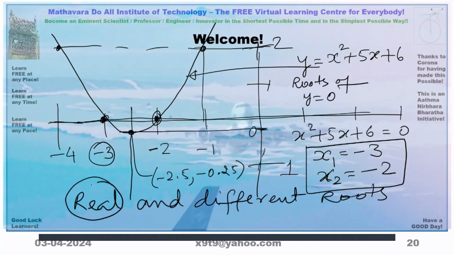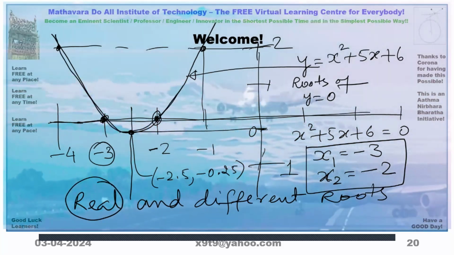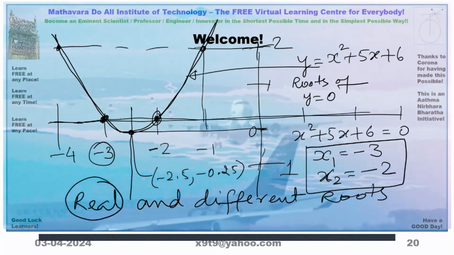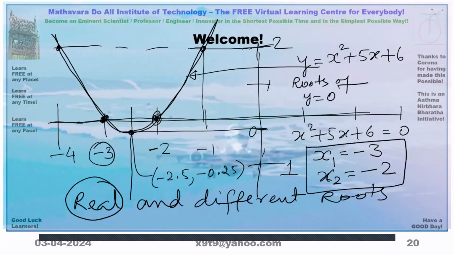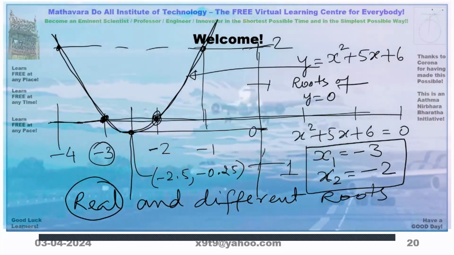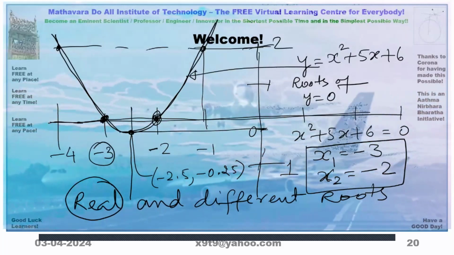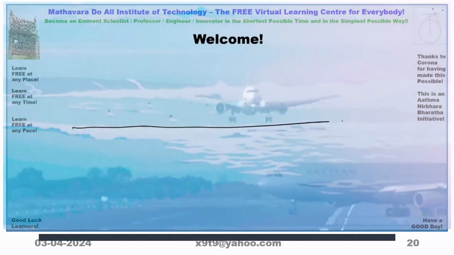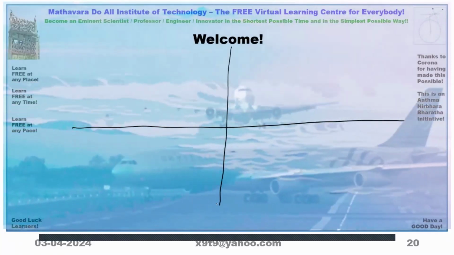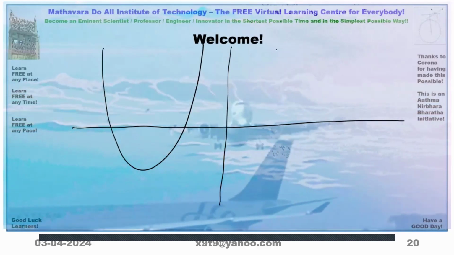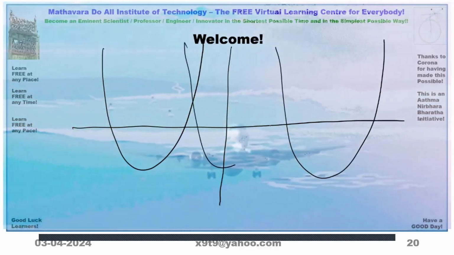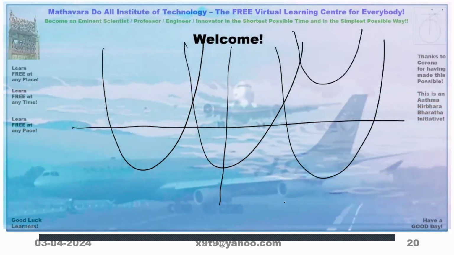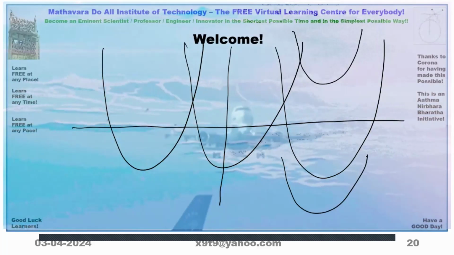So real means actually graph cuts the x-axis at the different points. So two different points it will cut. You are able to follow? Yes. This is one type of problem. So the graph can come anywhere. We got it here, but we may get it there. We may get it here also. Like that. Maybe the graph can go like this. Different locations it can go like that.